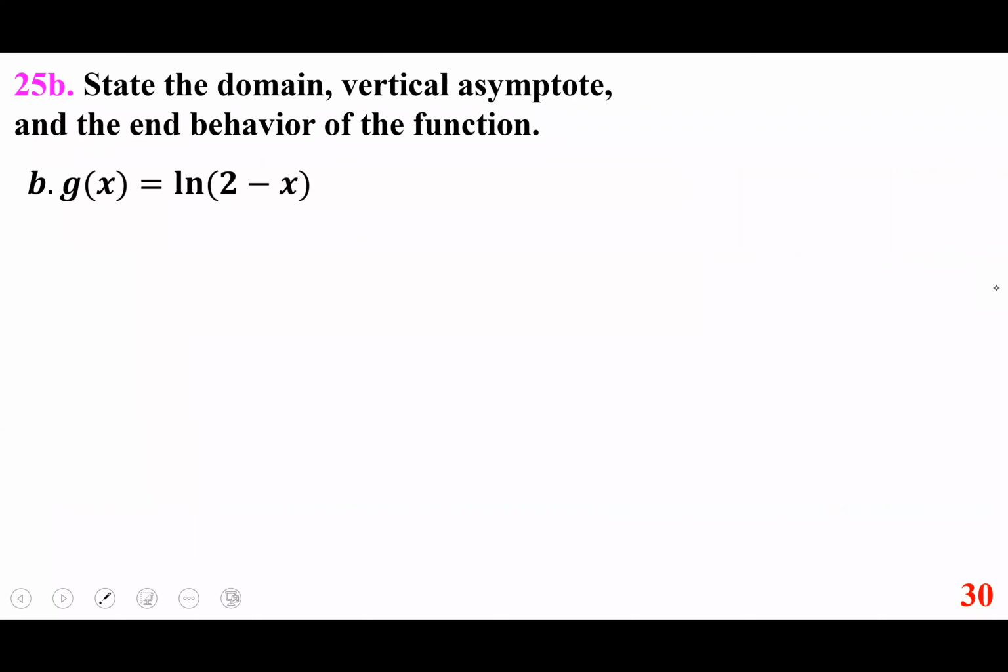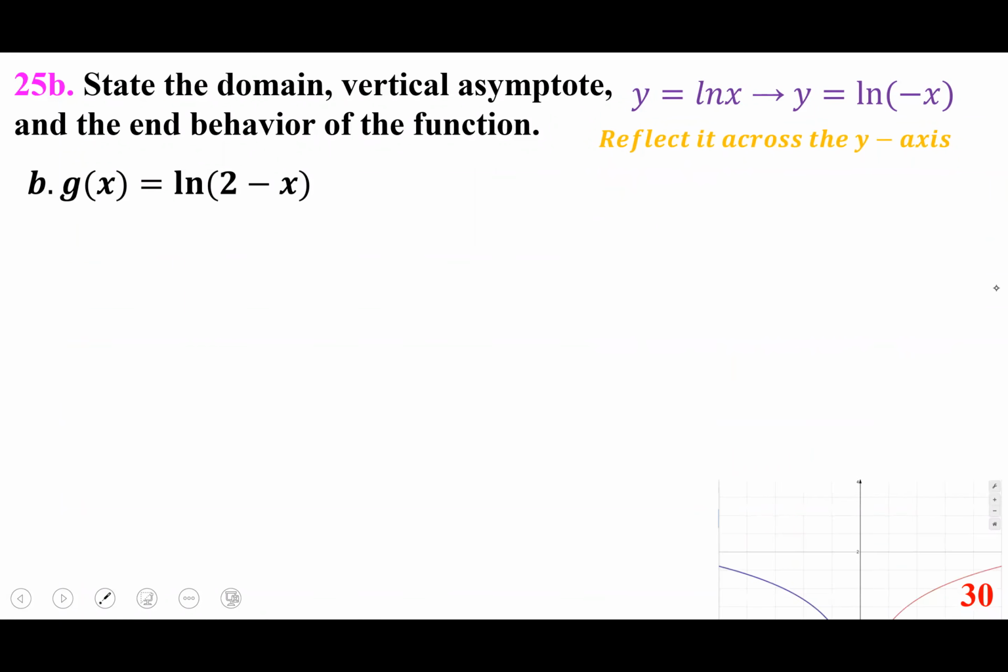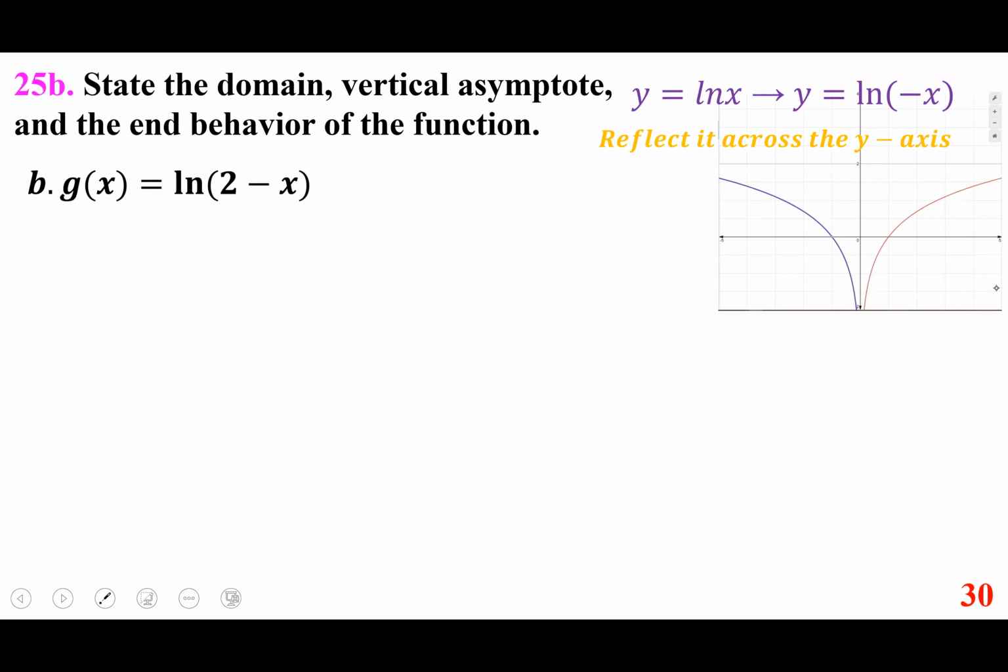All right, we want to work on this one, and we start obviously with y equals ln x, and we change it to ln of minus x. And so the transformation is a reflection across the y-axis. So this is y equals ln x, and this is y equals ln of minus x.